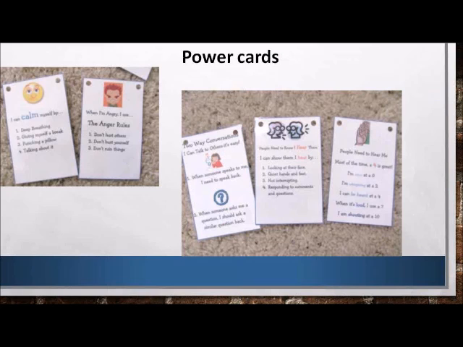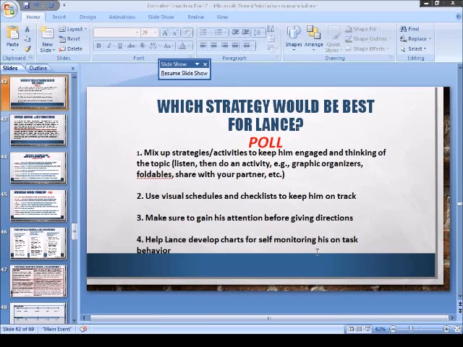Power cards. Another way, and these are small and they're actually commercial. You can buy them, but you could also make them really easily. When I'm angry, I use the anger rules. I don't hurt others. I don't hurt myself. I don't ruin things. I can calm myself by deep breathing, giving myself a break, punching a pillow. And so these little cards can be in their desk. They can be on a ring, and they're there when they need them. And again, it gives them language and things that they should do when they're upset and they're getting an emotional hijack.